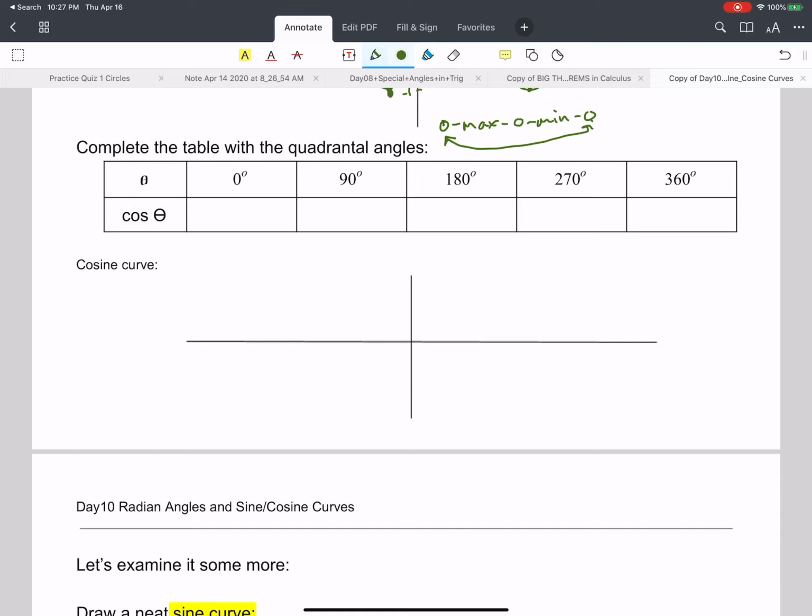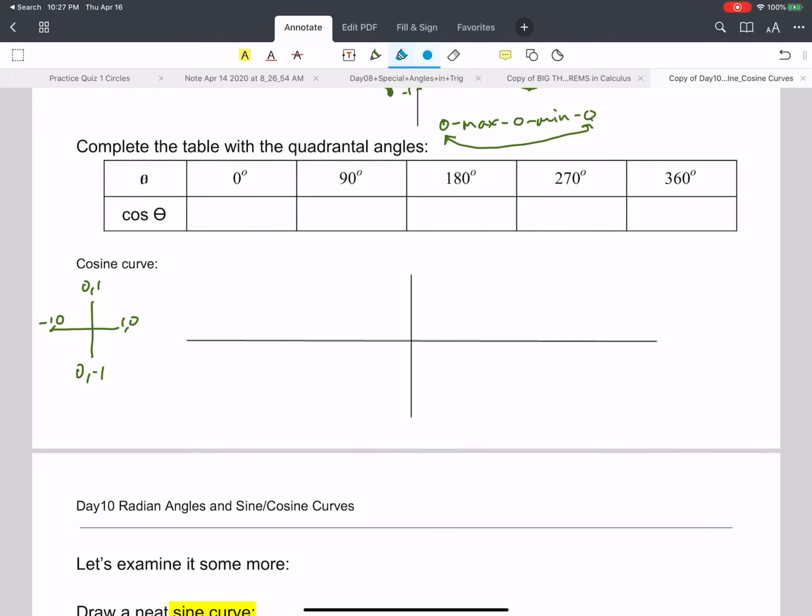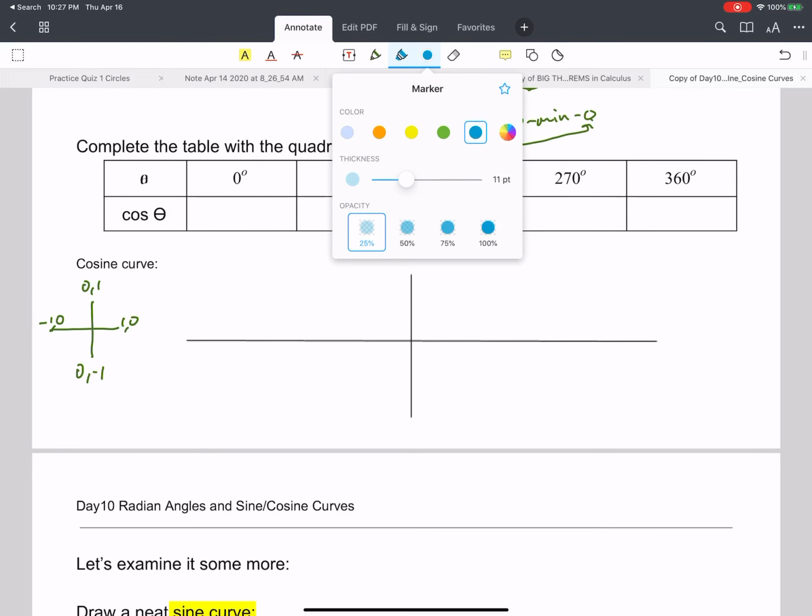All right, now we're going to do cosine. That's right. We've got to find out what those numbers are. You might be like, we've got to go back and see that other picture. Well, you can if you want to. Or you can just draw this. Don't be lazy. 0, 1. 0, negative 1. You know that cosine values are the x values, right?